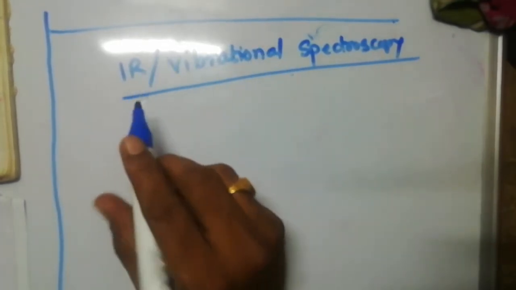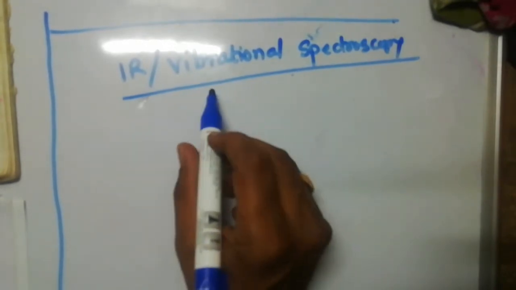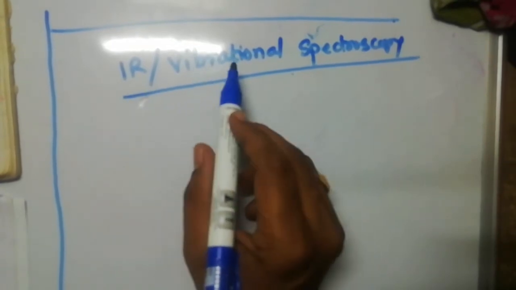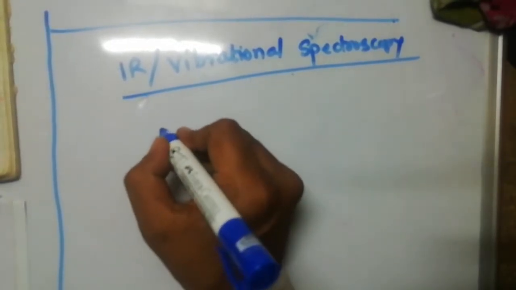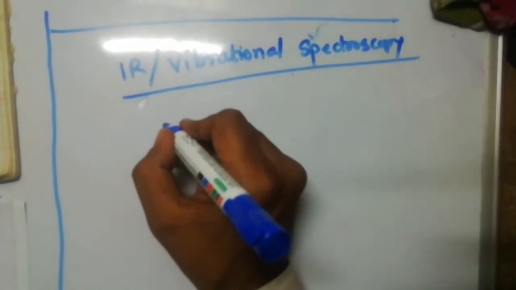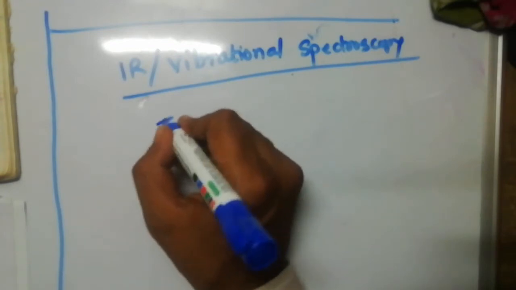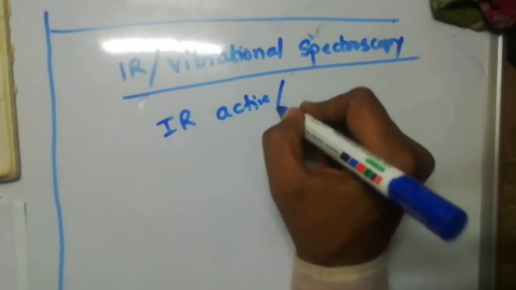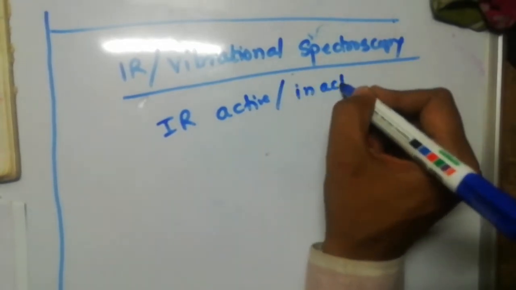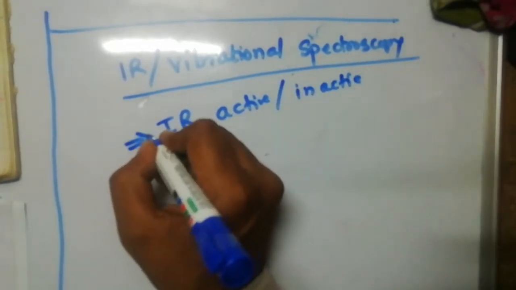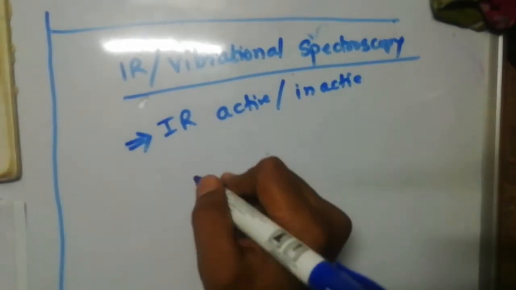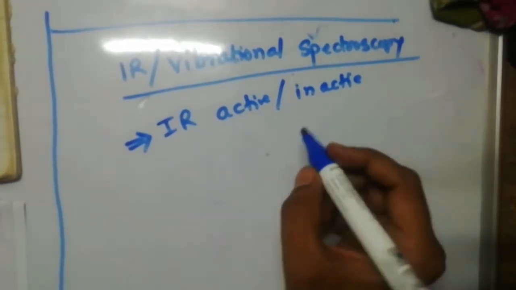The radiant energy which is responsible for these vibrational transitions comes from the infrared region of the electromagnetic radiation. That is why this spectroscopy is also called vibrational infrared spectroscopy. Now, what are IR active and what are IR inactive molecules? This is point number 1 that we will study. First, we want to know which vibrational transition will be IR active and which will be IR inactive.